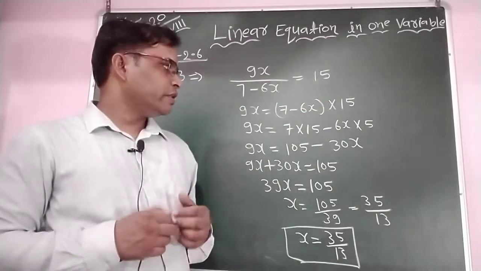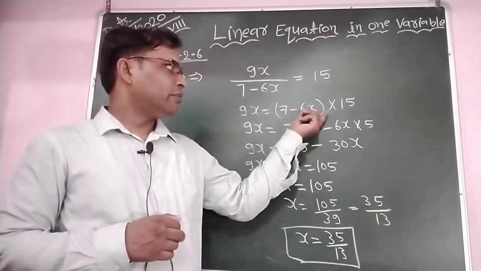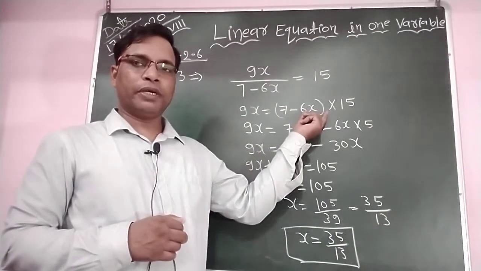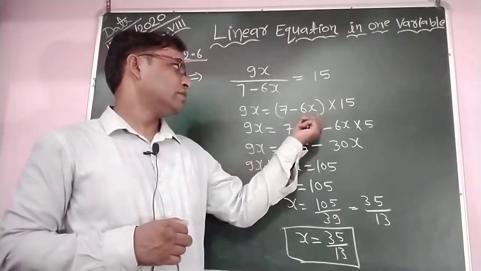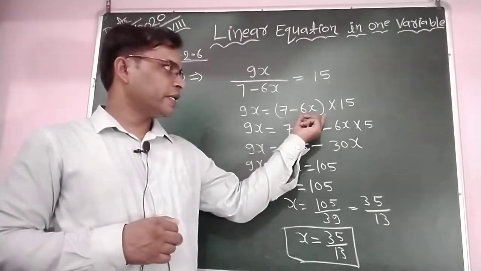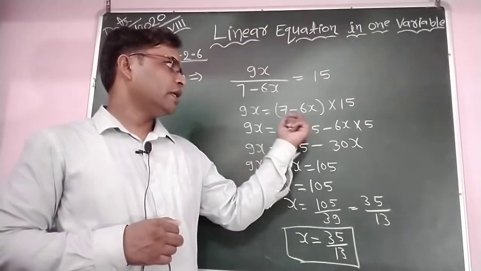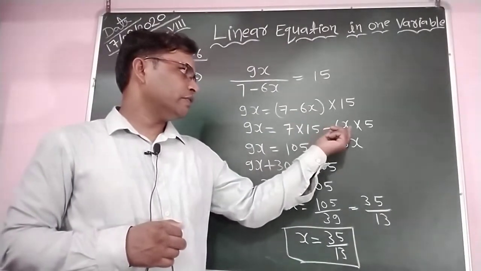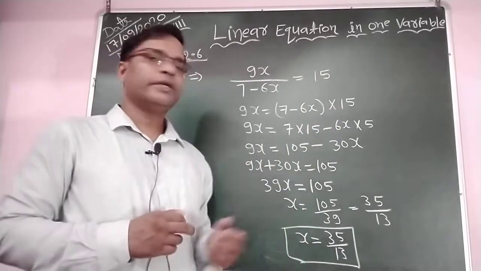Okay, when you open this bracket, I hope all of you know this law. This is the distributive law of multiplication over subtraction. Okay, when you open this bracket, then you obtain 7 into 15, and here you write minus as it is, and after this we have 15 into 6x. Clear?